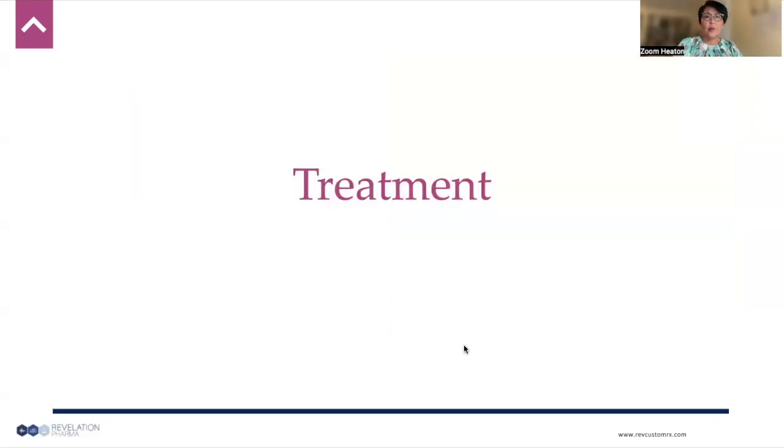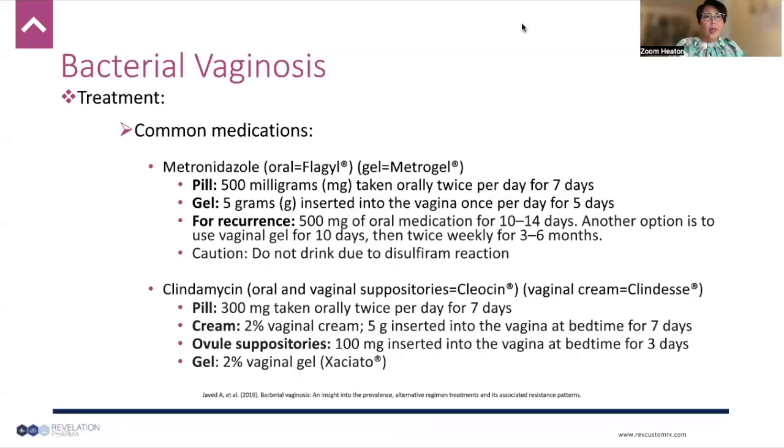And now let's look at the treatments for these conditions. Okay, so some common treatment for bacterial vaginosis. We're going to start with metronidazole or Flagyl. Metronidazole is cytotoxic to anaerobic microorganisms, and it is available orally and in a gel form. So 500 milligrams can be taken orally twice a day for 7 days. And the gel is 5 grams inserted into the vagina once a day for 5 days. And for recurrence, we have 500 milligrams of oral medication for 10 to 14 days. Another option is to use the vaginal gel for 10 days, then twice weekly for 3 to 6 months.